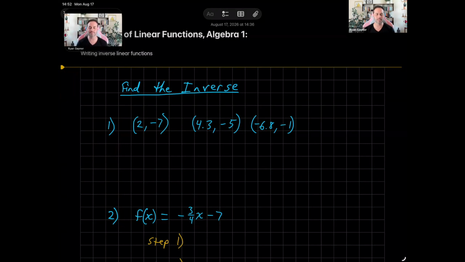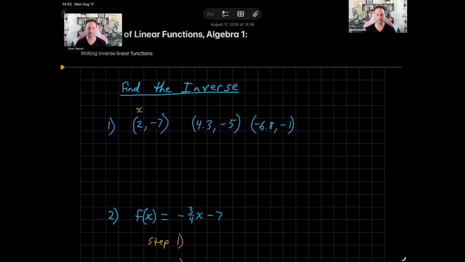Here we go. So the first question says find the inverse. And they give you 3 points, right? So this is a relation. Okay, so the cool part about this is that it's very simple. All you have to do when you're dealing with just points is just switch the x and y.